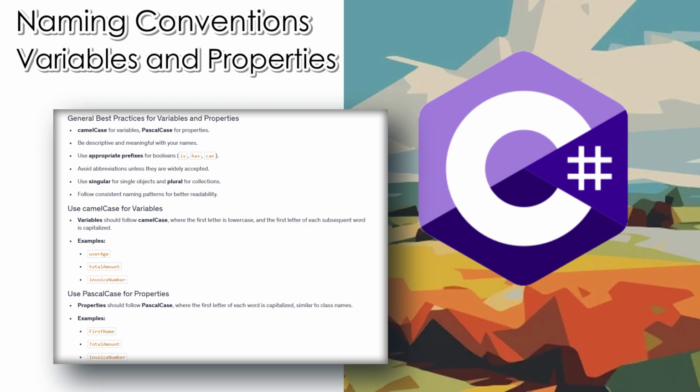Variables should follow camel case, where the first letter is lowercase, and the first letter of each subsequent word is capitalized. Properties should follow Pascal case, where the first letter of each word is capitalized, similar to class names.